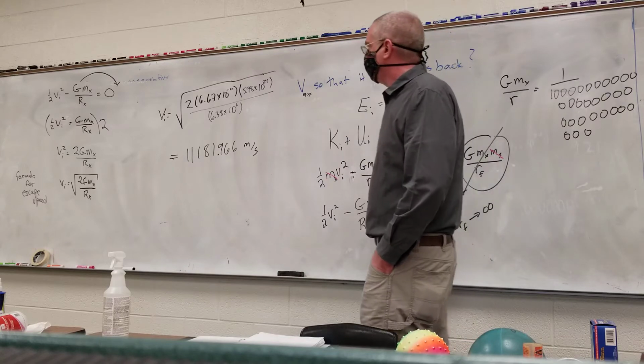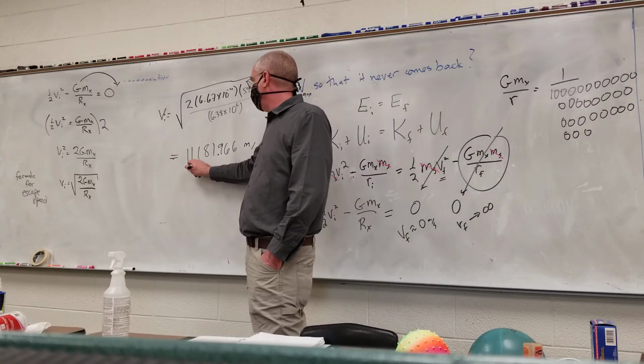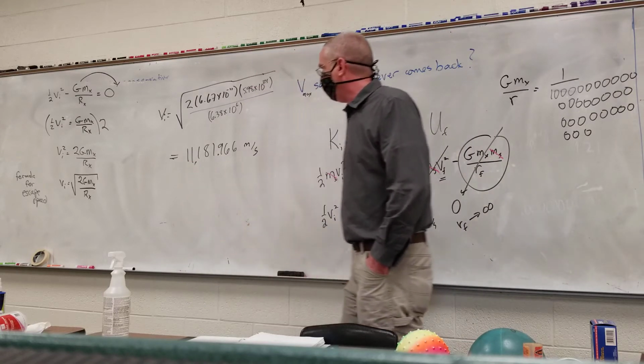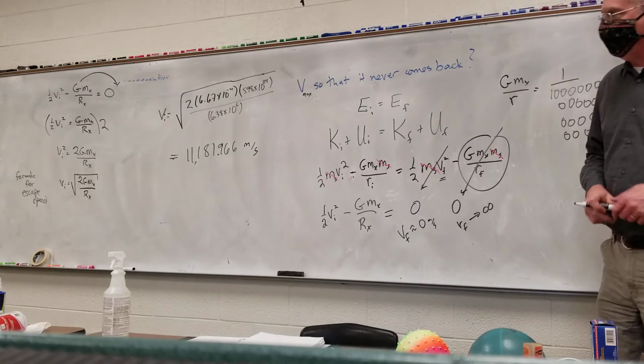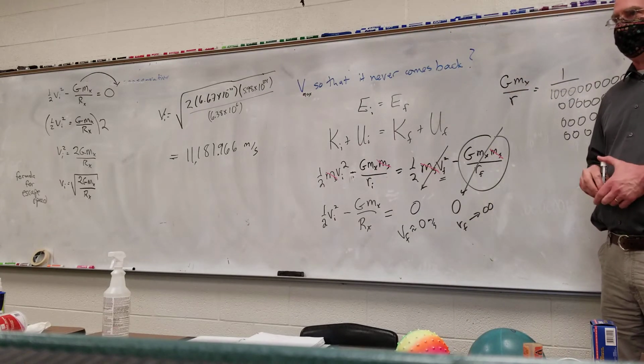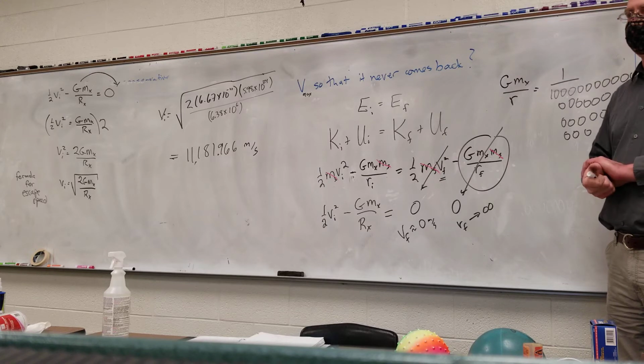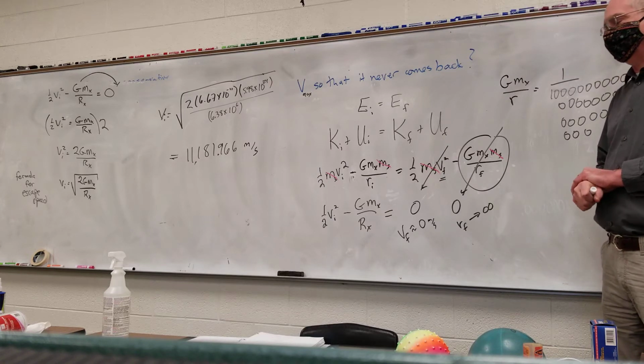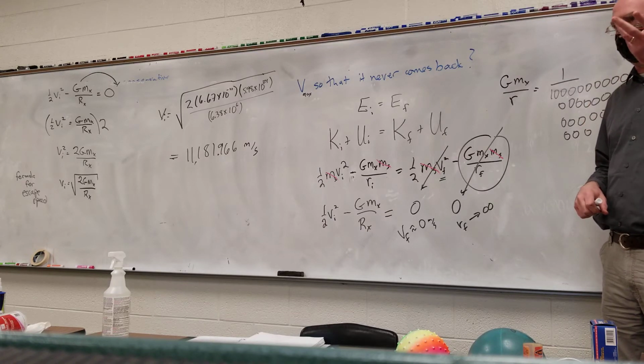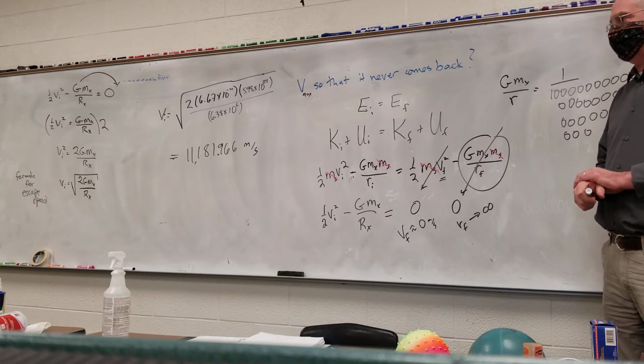Same thing? Okay. So it's 11,181.966 meters per second. So a little over 11 kilometers a second. If we can get something going that fast, theoretically, it's going to leave the Earth and not come back. This is the escape speed for Earth.